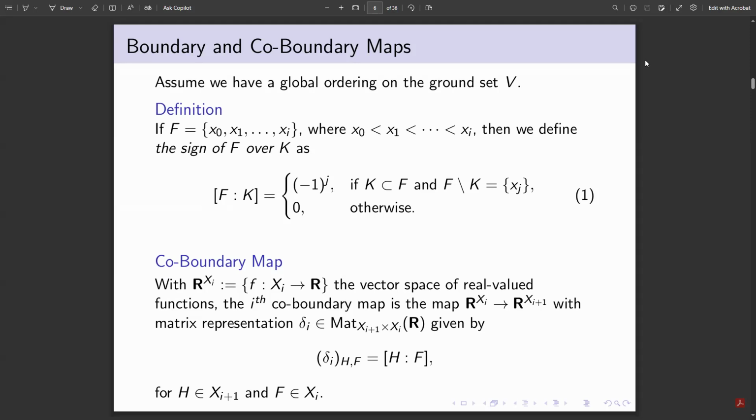And once you have this notation, you can define this co-boundary operator, which is very similar to the co-boundary operator we have in algebraic topology. But for us, our complexes are defined combinatorially, so there's not necessarily any topological space associated with them. So what is this co-boundary map? You can think of it as a map between the space of real valued functions on the i-th faces to the space of real valued functions on the i plus 1 faces. For example, one of the co-boundary maps is a map between the space of real valued functions on the vertices and the space of real valued functions on the edges. And similarly for edges to triangles, triangles to tetrahedra, etc.